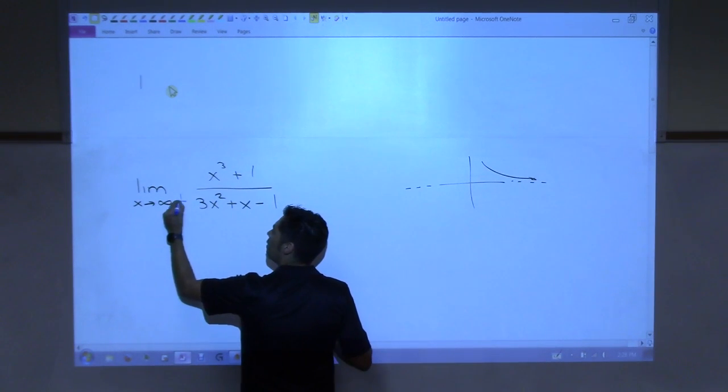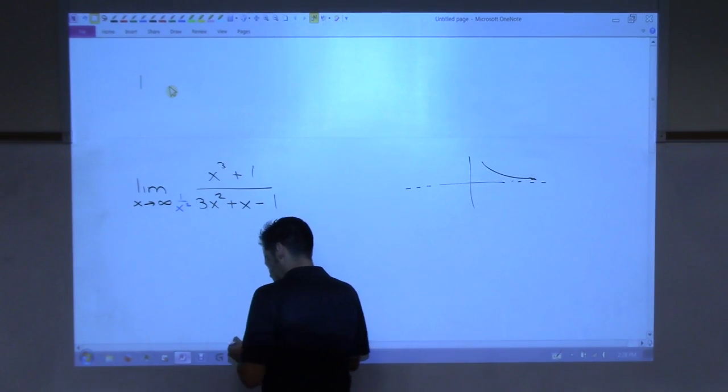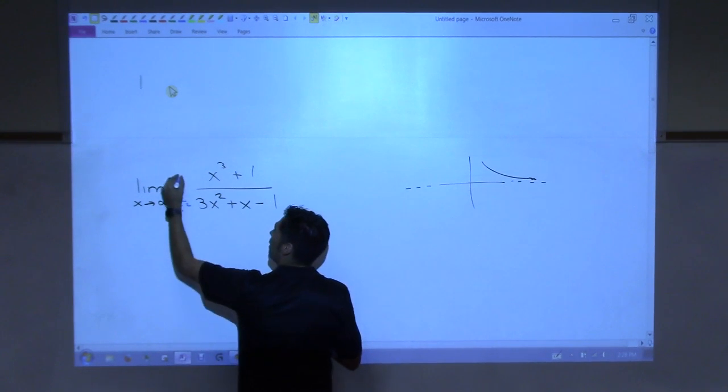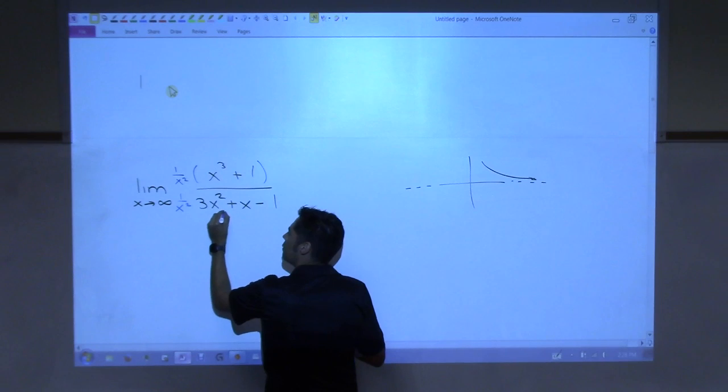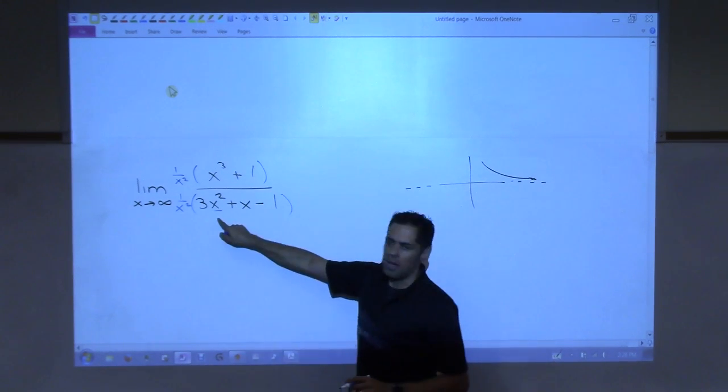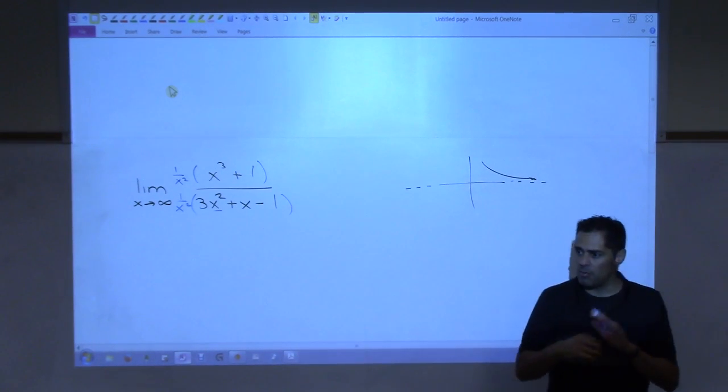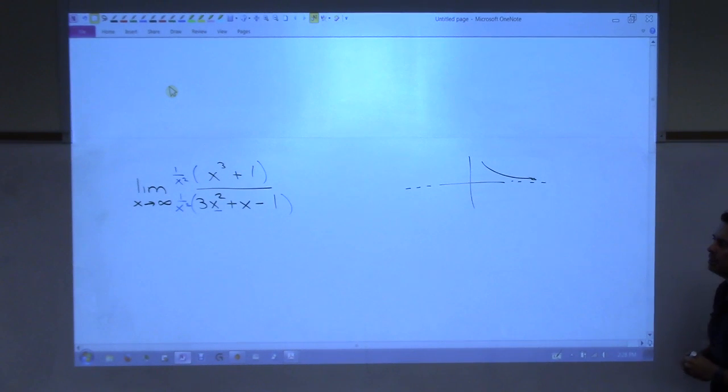1 over x squared. 1 over x squared again. Why? Because I'm looking at the highest power of the denominator so that I know that when I multiply that through, that one's not going to go to 0.